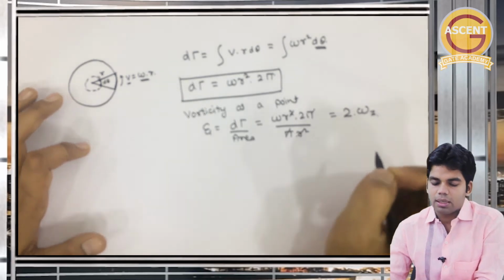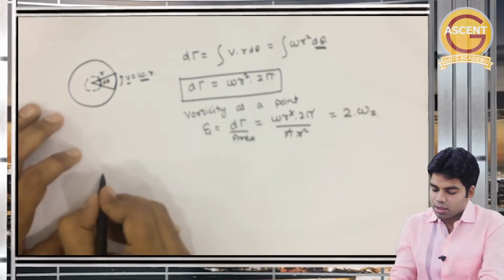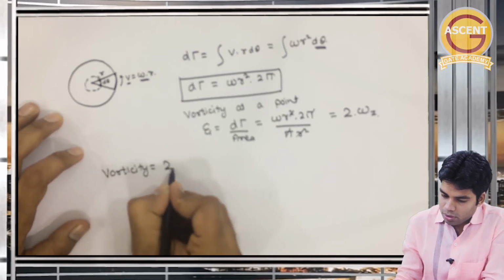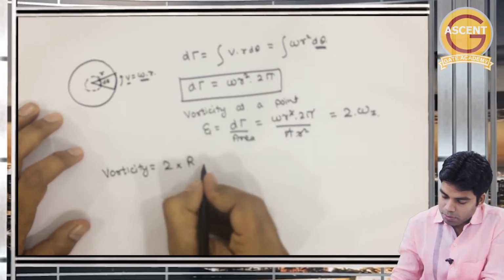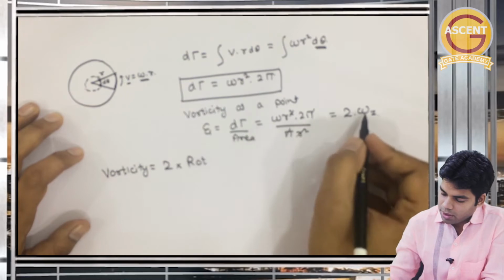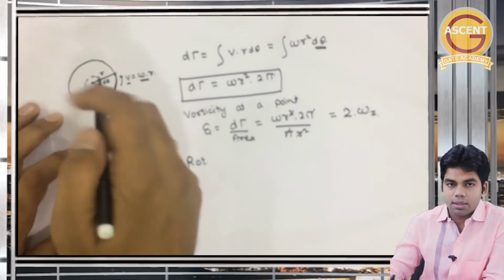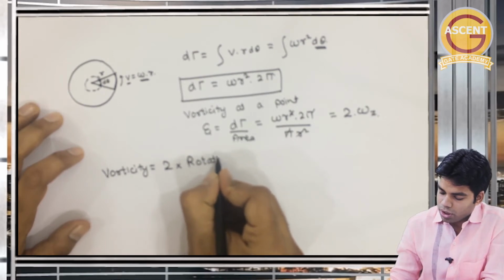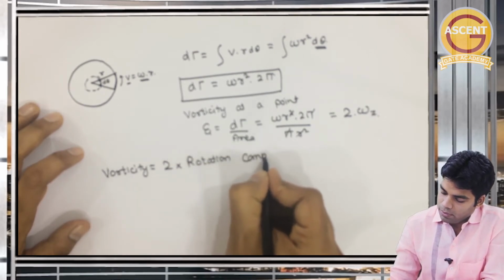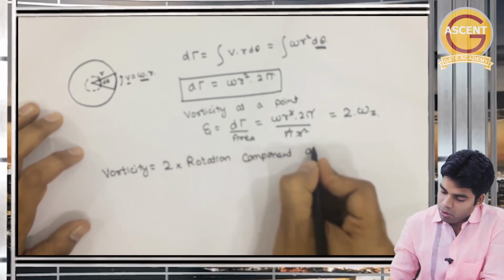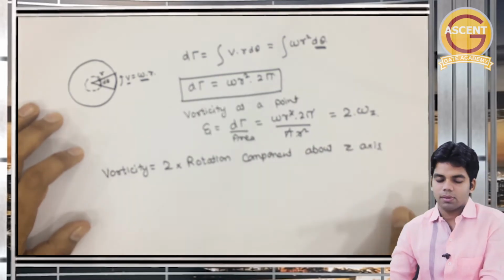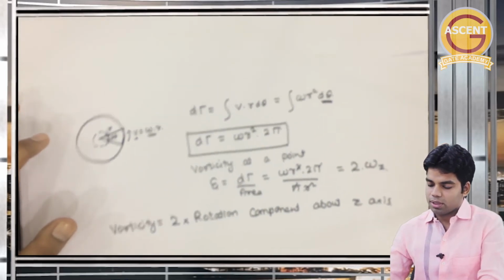That means you can say the vorticity is equal to 2 into rotation component about z axis. This omega is nothing but rotation about z axis. So this vorticity is equal to 2 into rotation component about z axis. Getting this now? I will tell you with an example.